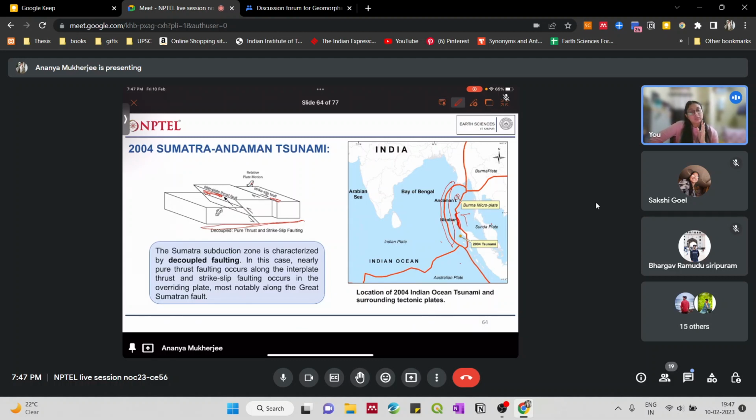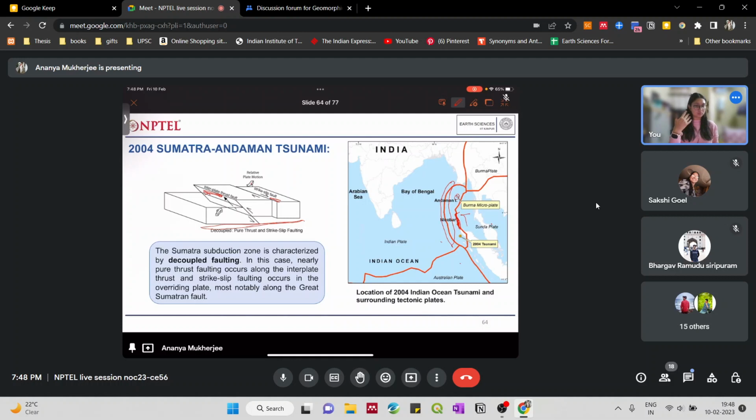Okay, intraplate disruptions can also cause earthquakes. It's not just earthquakes only occurring at the plate boundaries. Intraplate earthquakes also take place. One example is this coupled and decoupled faulting that happened over here. Another example would be the Latur earthquake in Maharashtra. So these are examples of intraplate earthquakes. Over here you can see that the movement across the transform plate boundary gave rise to intraplate earthquake activity also.